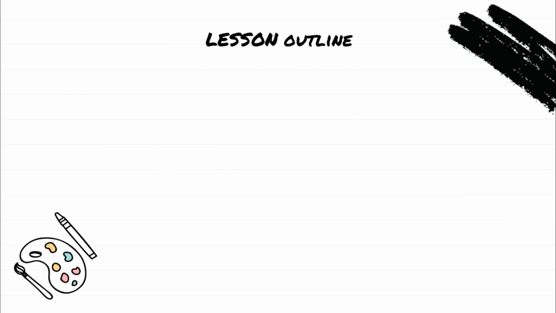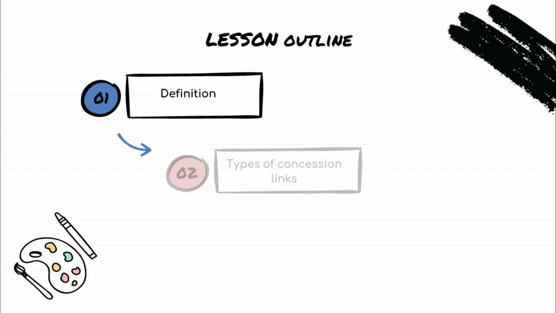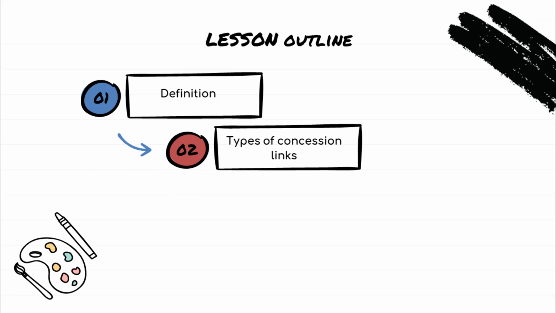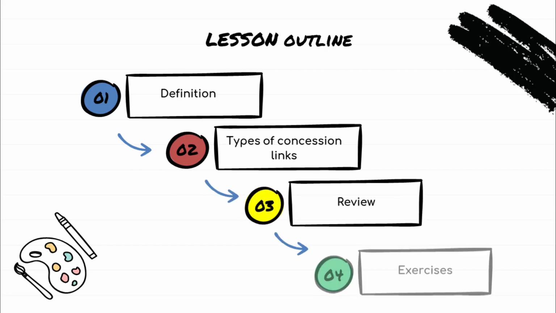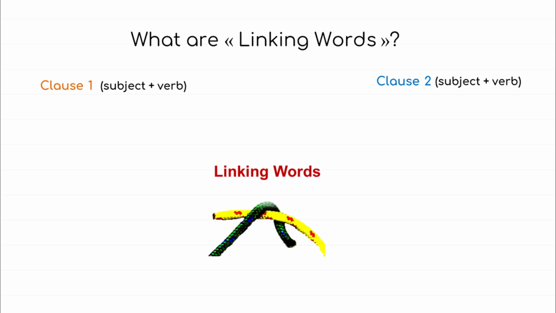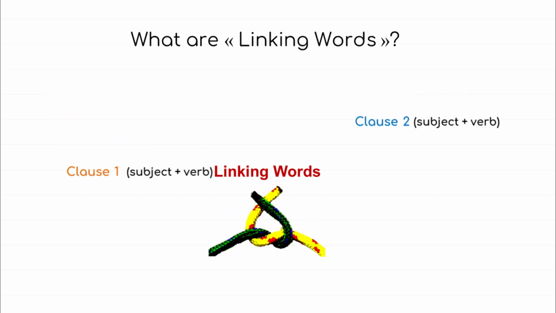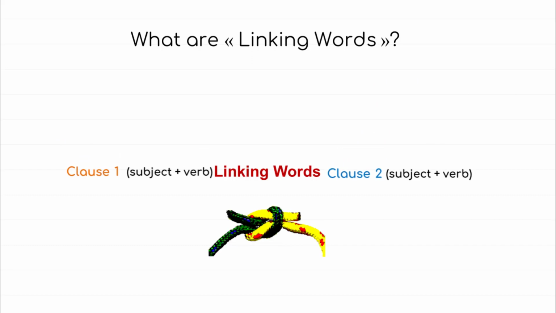Before we dive in, let's look at our lesson's outline. First, we'll start by defining linking words in general and then concession links. Second, we'll view different types of these concession links. Then a review and finally some exercises. What are linking words and how do they work? Simply put, linking words are words or expressions that join together two clauses or two sentences.